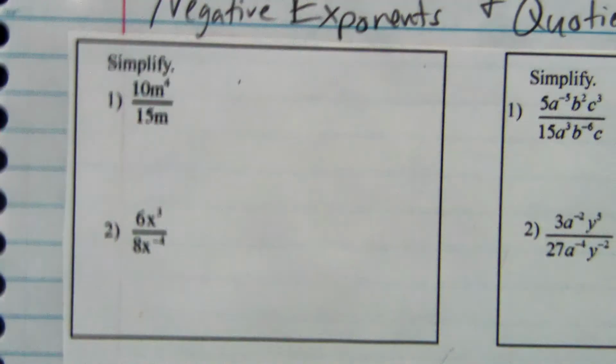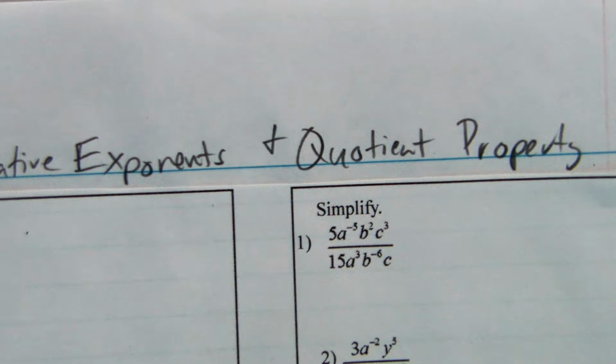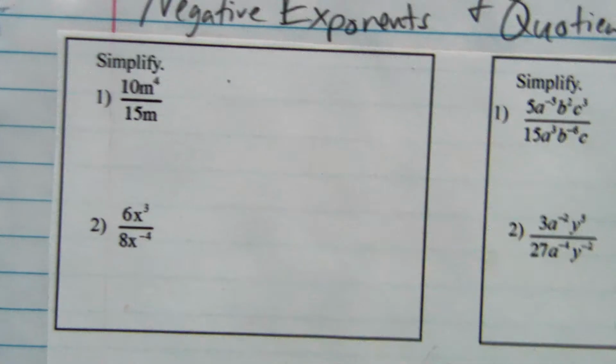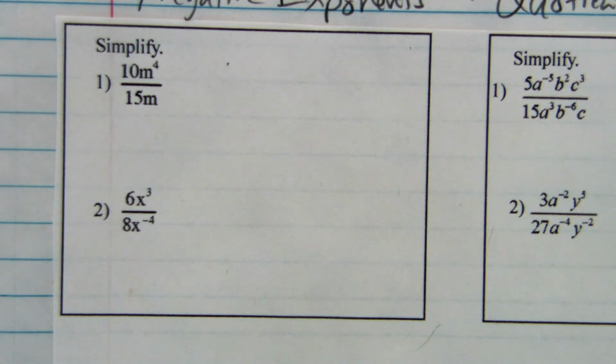Okay, so we're going to look at negative exponents and the quotient property. There's a lot of review in this lesson, plus a few new things. So we're going to start by looking at the quotient property. We talked about it a little bit already.